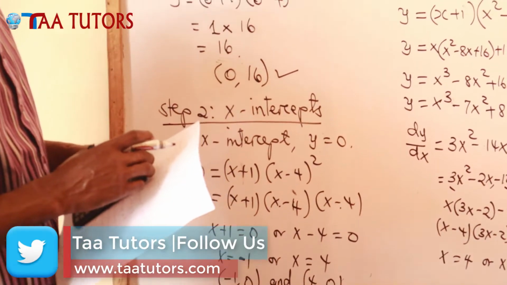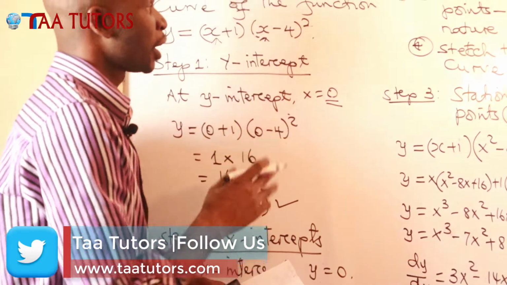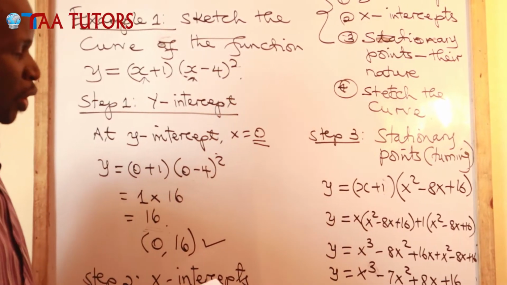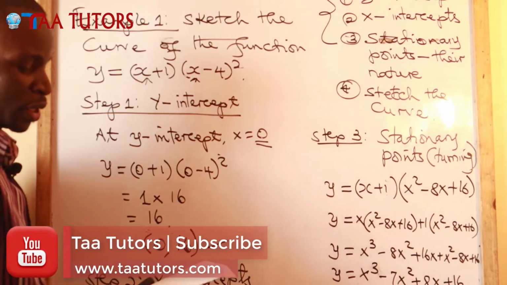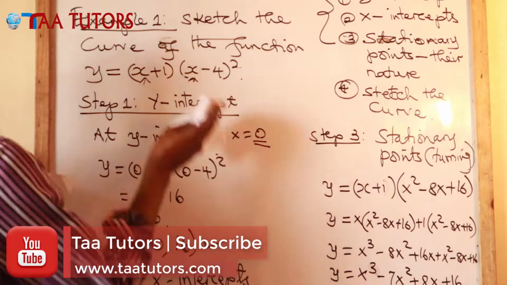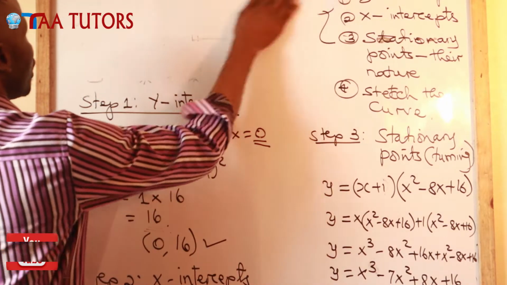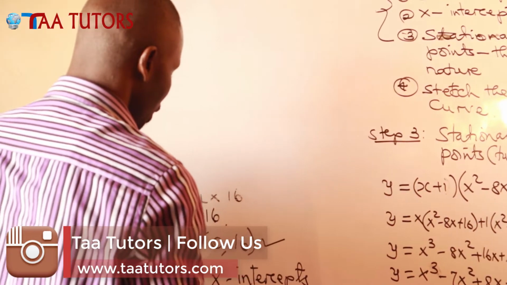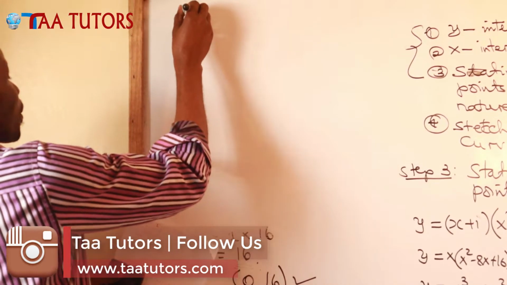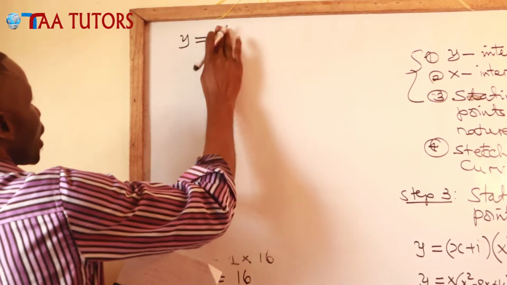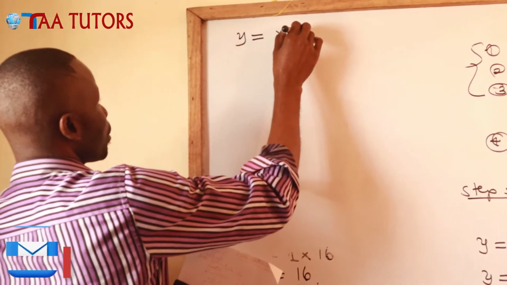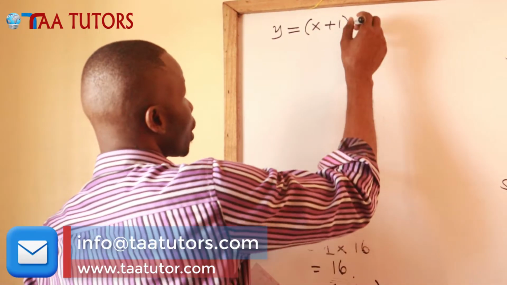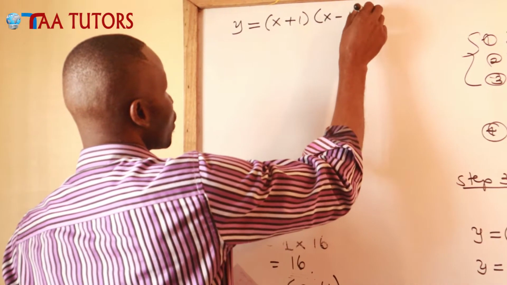Now we have not finished. We are still almost halfway, step 3. So after we get the values of x for each case, we need to be able to get the full coordinates, meaning we need to get the value of y. So the value of y, again, we know that our function is simple. Our function y is (x plus 1) into (x minus 4) squared.